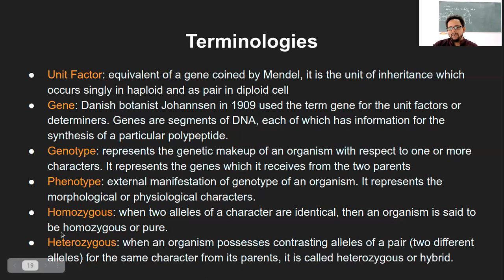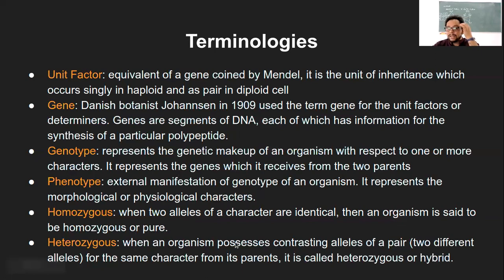Homozygous, we usually say homozygous genotype. That means the two alleles are the same or identical, right? So capital T, capital T or small t, small t, these are homozygous types of alleles. When the two alleles of a character are identical, then the organism is said to be homozygous, or it is also called a pure organism in terms of allelic purity.